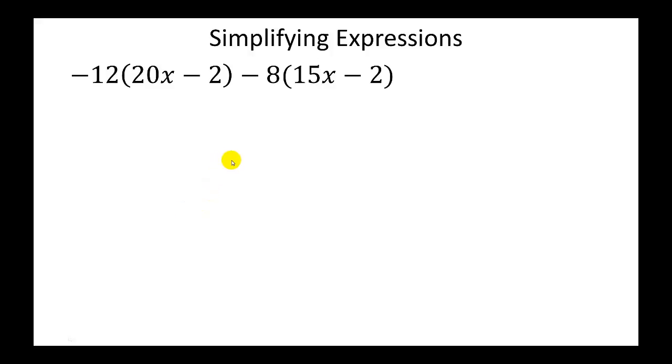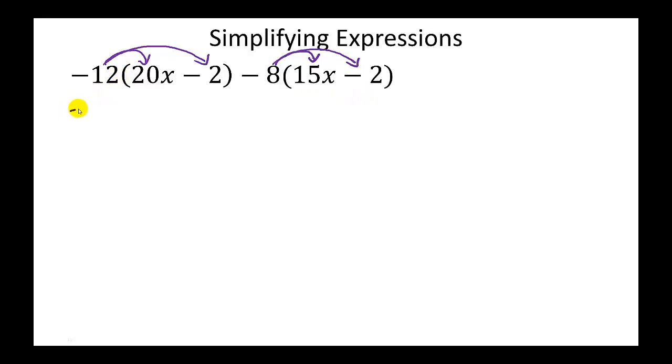When we simplify expressions, we first need to look and deal with the parentheses. We have sets, so we're going to take our set number, our negative 12, and distribute it. We're going to share it to the numbers inside of the parentheses. And we're going to have to do the same thing because we have two sets. We're going to take our negative 8 and distribute that to the negative 15x and the negative 2.